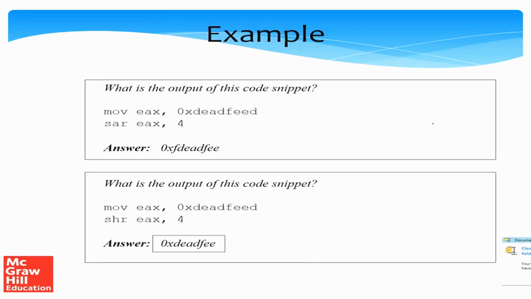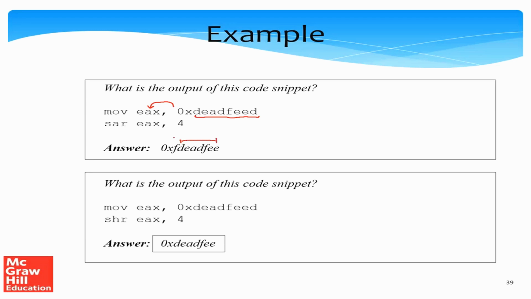So nothing is again complete without an example. What is the output of this particular code snippet? Let us consider this is a hex number actually. It sounds like an English word, but if we take a look, each and every digit over here is a hexadecimal digit. So it is dead feed. Let us move this to EAX and shift it to the right by 4 places. 4 places means pretty much 1 hex digit. So the remaining 7 digits at the end become dead fee.